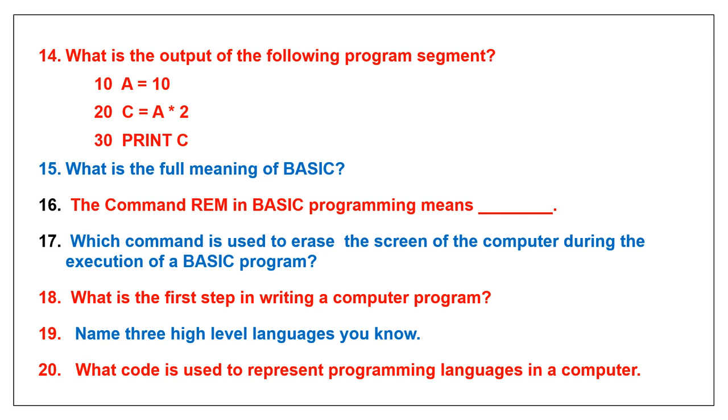Then we have number 20. What code is used to represent programming languages in a computer? What do we actually use? If we write programs in human readable form, that's the high-level languages. When it gets to the computer, how do we represent it? Remember that we said computers understand information in binary form, which is zeros and ones. So the computer will see our program codes as zeros and ones. It will convert every code you have there to its 0 and 1 equivalent.